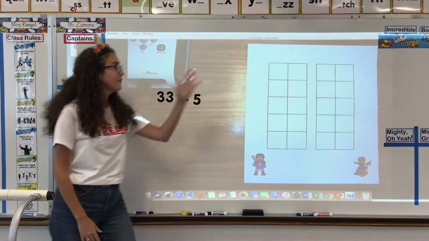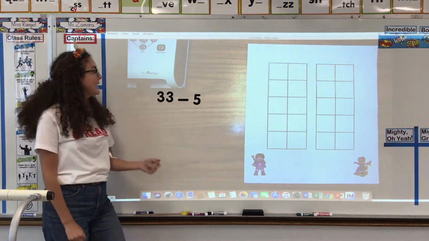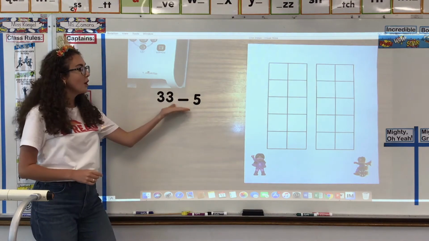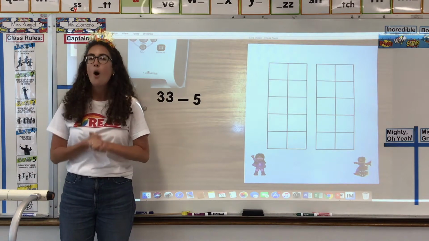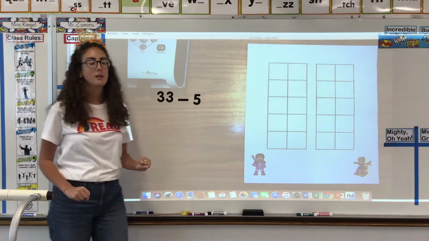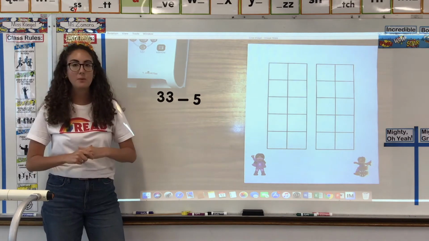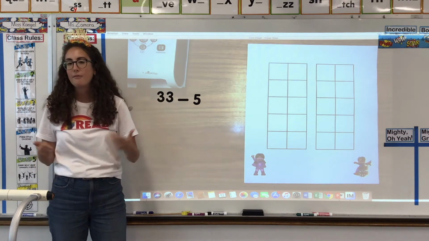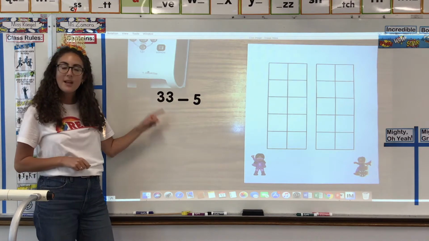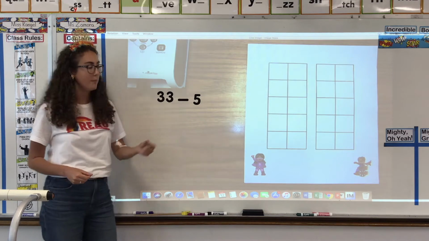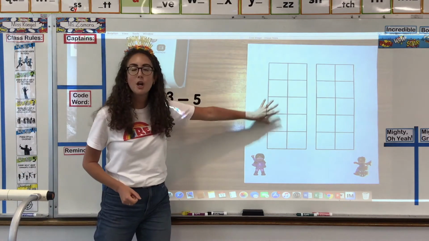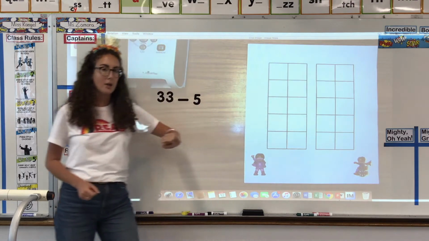Okay, second grade, the first problem we are going to solve today is 33 minus 5. To solve 33 minus 5, what do we need to show on our chart first? What number are we starting with? What do we currently have? How much? We have 33. That's the first number in our subtraction problem, so that's how much we're starting with. Can you go ahead and show 33 on your board?